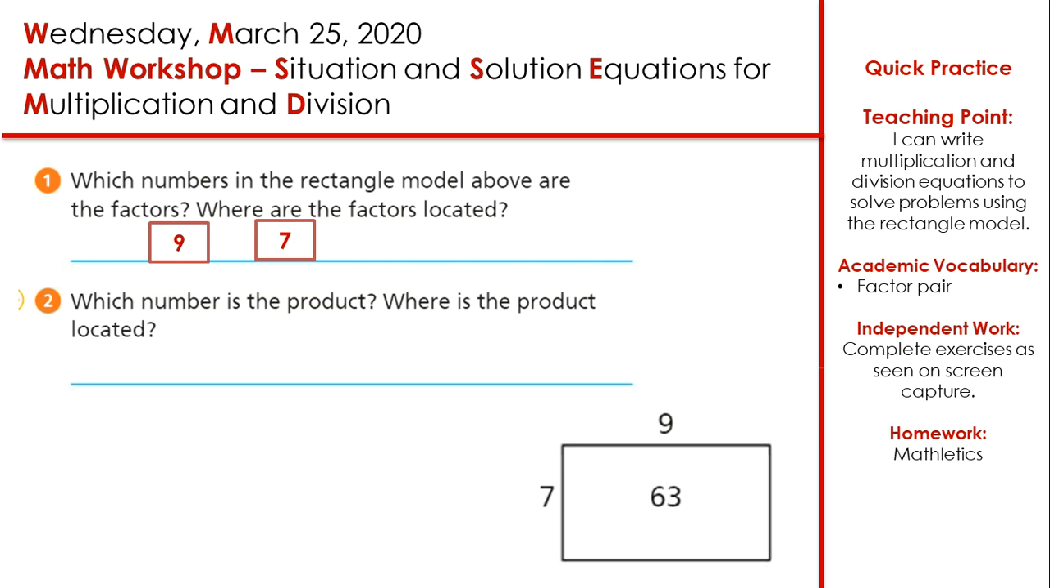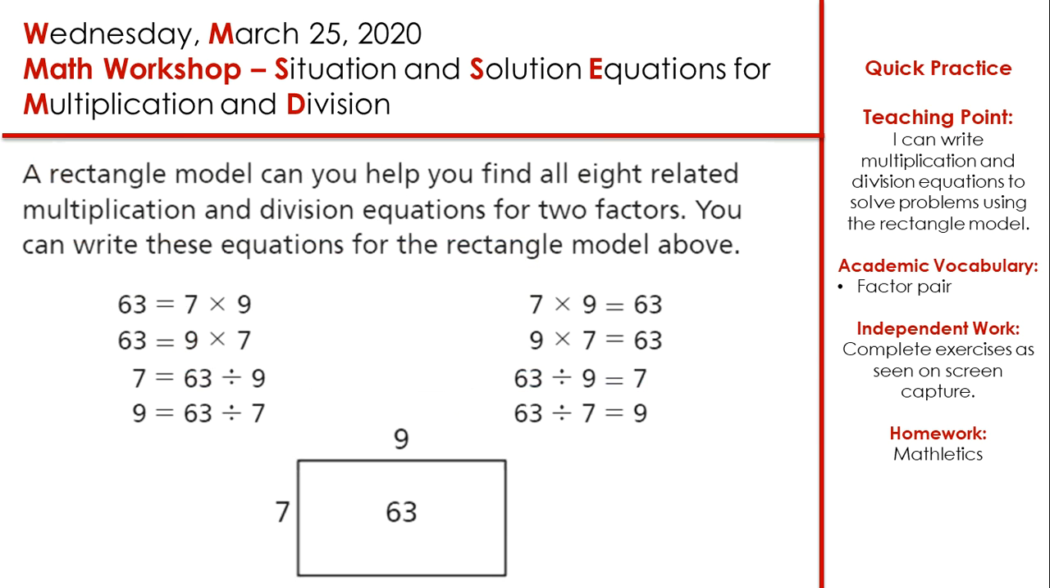Now, which number is the product? So right inside, we're going to be holding the product. Where is the product located? Right inside the rectangle. So our product is 63.